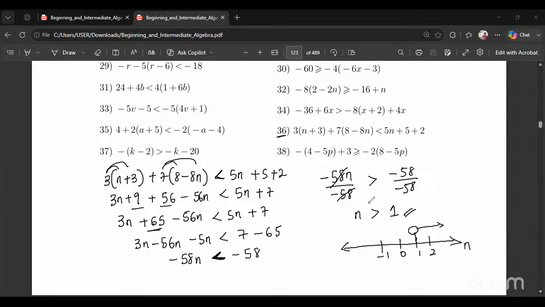And lastly, we want to put it in interval notation. So that will be 1 comma infinity, open. All right, so that is about this question for 3.1. So I'm sure if you don't have any doubt, we'll move on to 3.2.